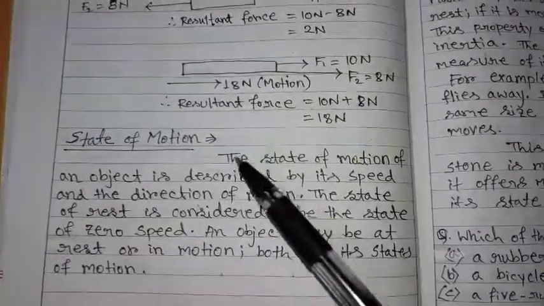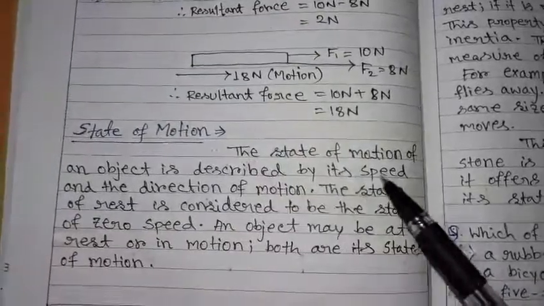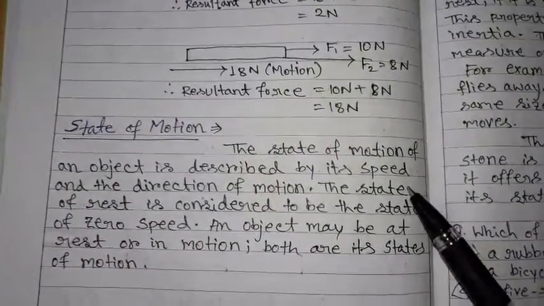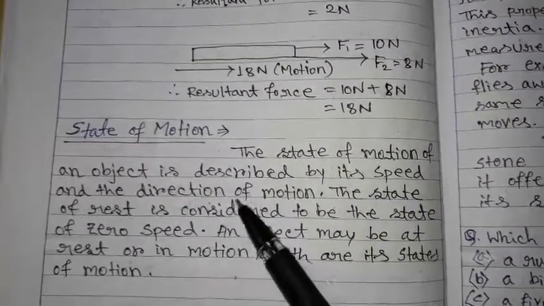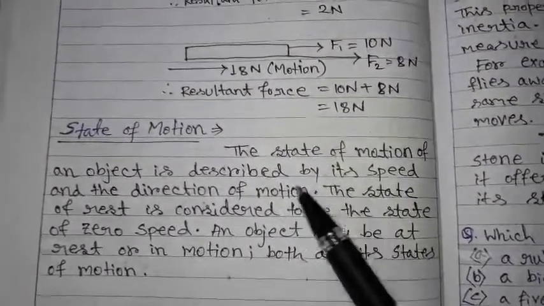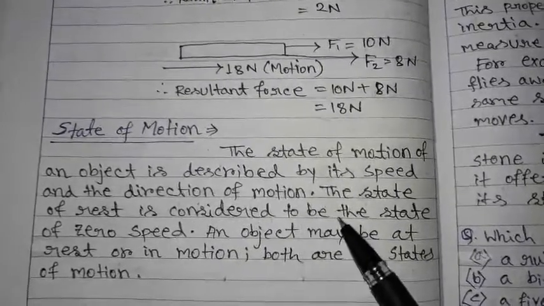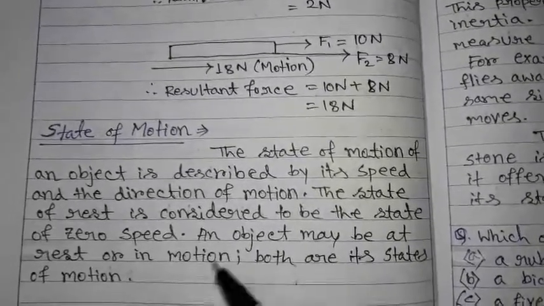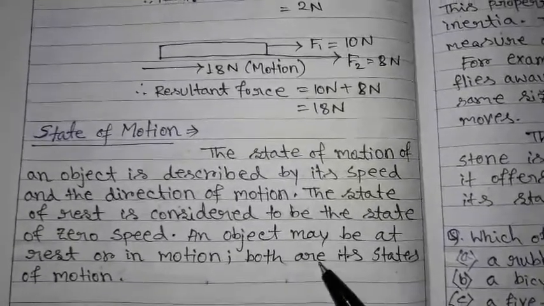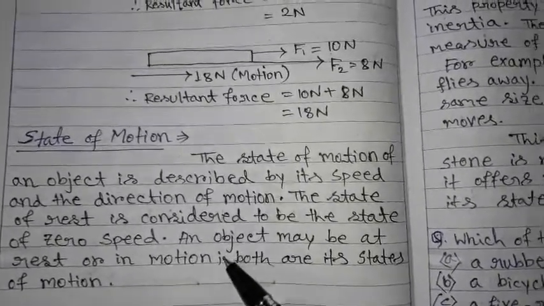Next topic is state of motion. The state of motion of an object is described by its speed and the direction of motion. The state of rest is considered to be the state of zero speed. An object may be at rest or in motion, both are its state of motion.